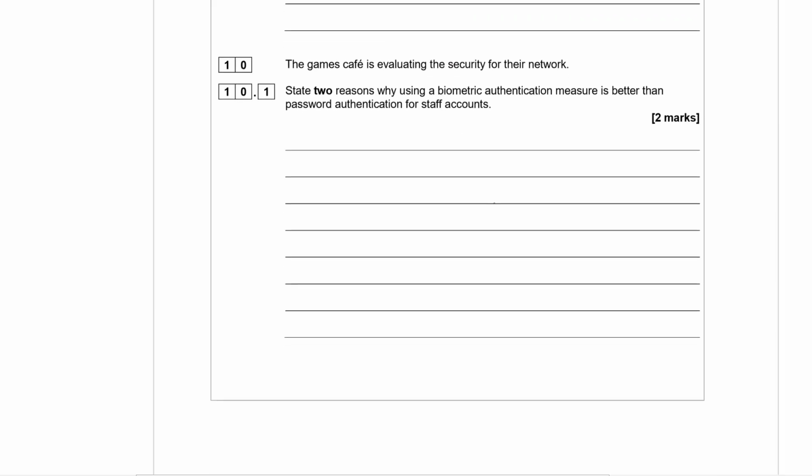Okay, now final couple of questions on security. So the Games Cafe is evaluating the security for their network. State 2 reasons why using a biometric authentication measure is better than password authentication for staff accounts.